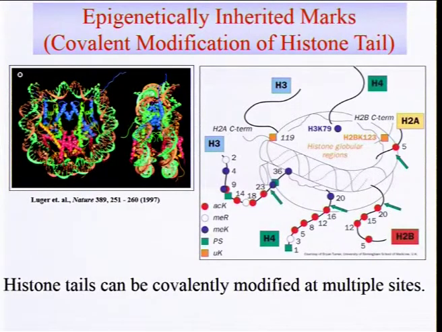The covalent modifiers, as I said, covalently modify the histone tails. If this is the nucleosome, the histone tails are protruding outside the structure of the nucleosome, and these tails can be modified by acetylation, methylation, phosphorylation, or ubiquitination. All of these are post-translational modification signals on the histone tails that have specific functions.